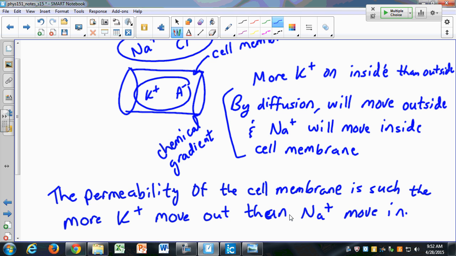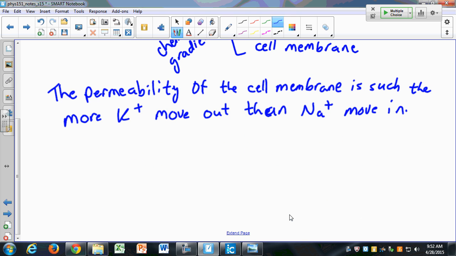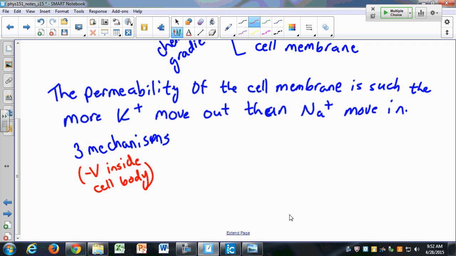That's not the only thing that's going on. There are actually a couple different things going on. You can think of it in three different mechanisms. There are three mechanisms at work that cause this negative potential inside of the cell body. Let me write that. I get a negative potential inside the cell body. These three mechanisms are a chemical gradient, and I also get an electrical gradient set up.